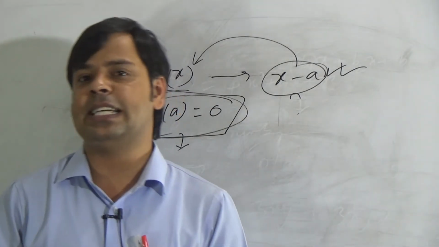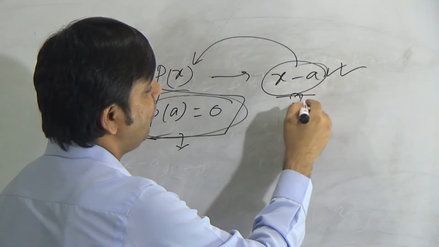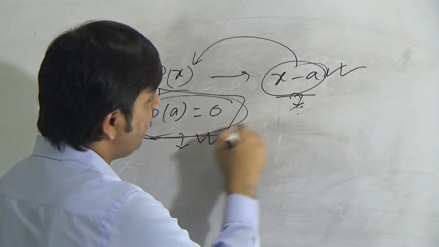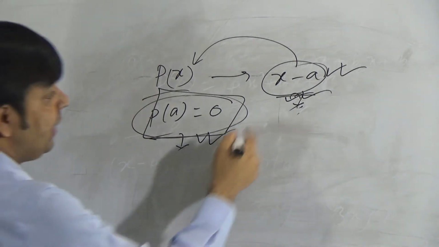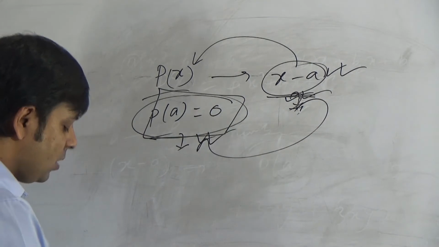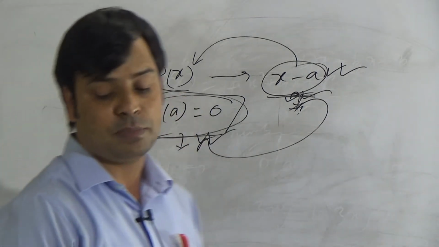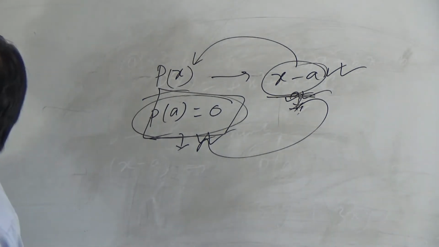Again I am repeating, factor theorem means when x minus a is a factor, the remainder will be 0, then x minus a will be the factor of p of x. But if x minus a is the factor, then the remainder will be 0. This is the converse of factor theorem. Okay, dear students, so I have discussed factor theorem and its converse.